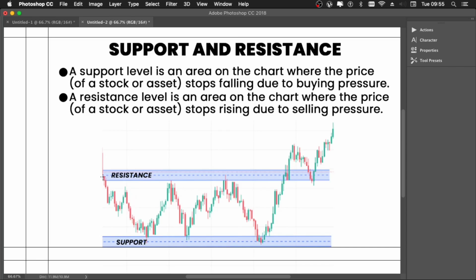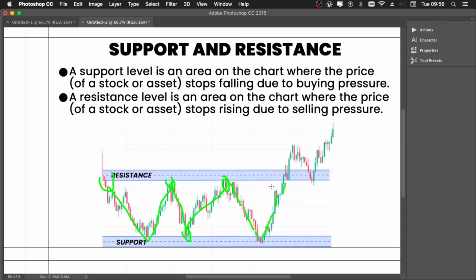Let's say this was our first scenario. Price bounced off our support, created this new high, went down to the support again, and then created this new high right here. As price reached our resistance zone, we would expect it to fall down, and that's exactly what price did. It went down, reached our support again, and then started going up.